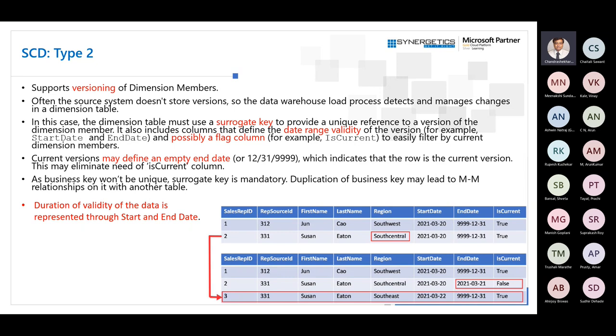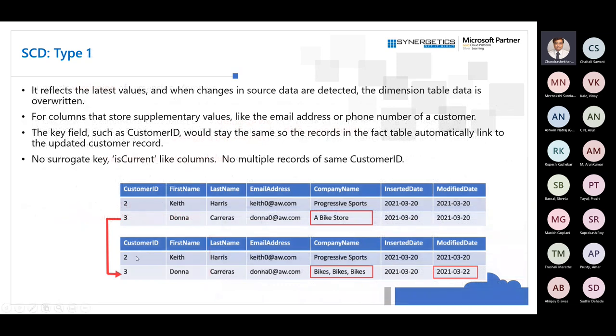So if you compare type 1 and type 2, you will see that your source ID cannot be a primary key in type 2. You have to have a surrogate key in type 2. In type 1, it's a primary key because your records are not getting replicated. That is one thing.